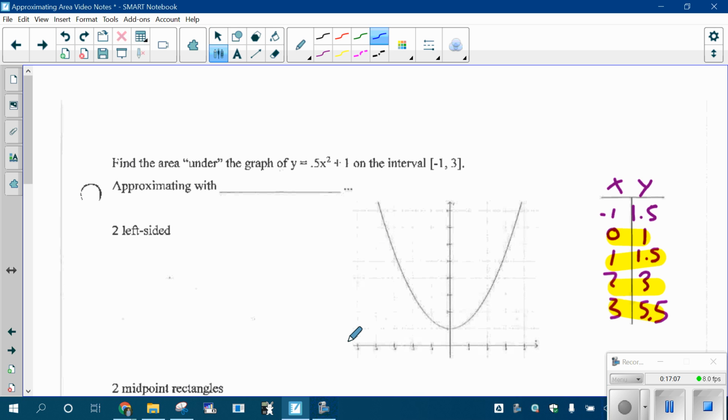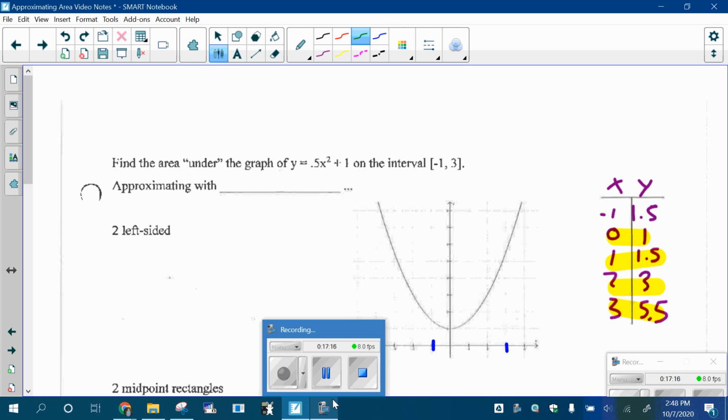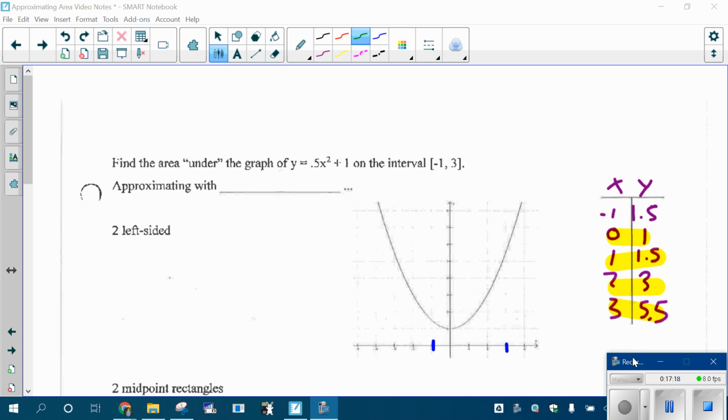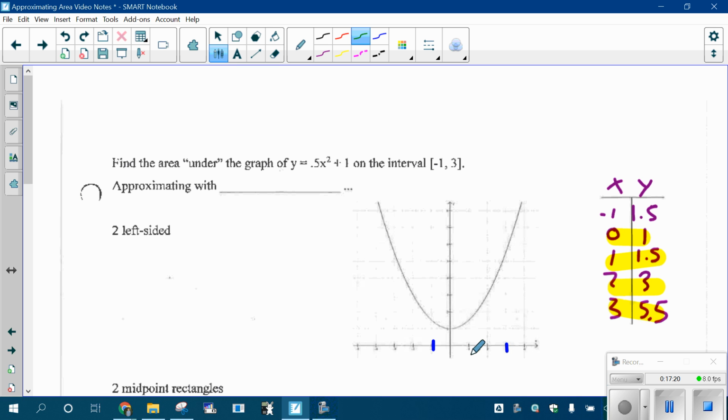You can also approximate it with 2 left-hand rectangles instead of 4. Fewer rectangles is very likely to make it worse. Not always, but usually it's going to make it worse. Okay. So if I was going to use 2 rectangles and the interval is 4 wide, then each rectangle is just going to be 2 wide. If I was going to do left hand, I'd get a rectangle like that and a rectangle like that. And in this case, wow, that's a bad estimate. Okay, but it's an estimate.